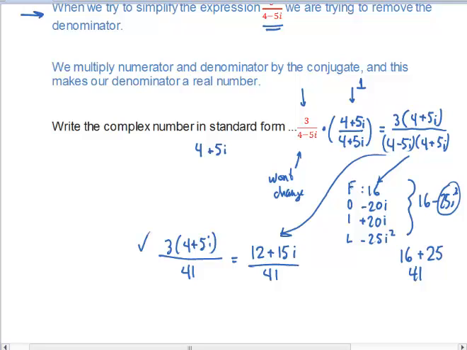So hopefully this video has helped you understand how to find a division of complex numbers, or how to remove a complex number from the denominator.